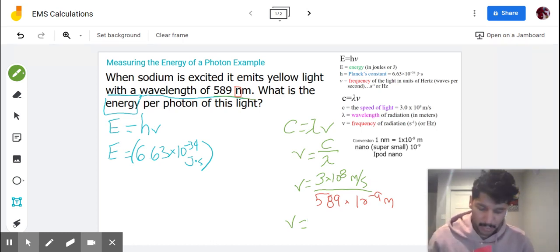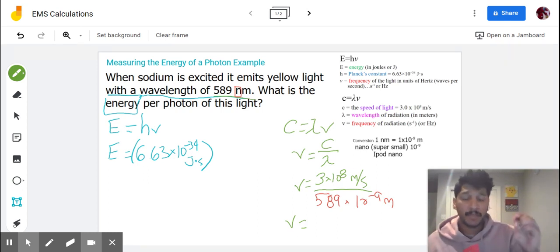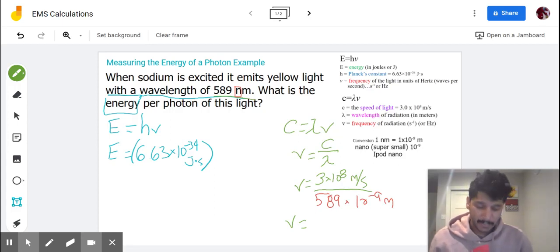3 times 10 to the 8th. And then we're dividing it by 589 times 10 to the negative 9th. All right, so we are working with some scientific notation. If you're having trouble with scientific notation, I'm going to plug in the comments or in the description a couple of links of how to use scientific notation in your calculator.